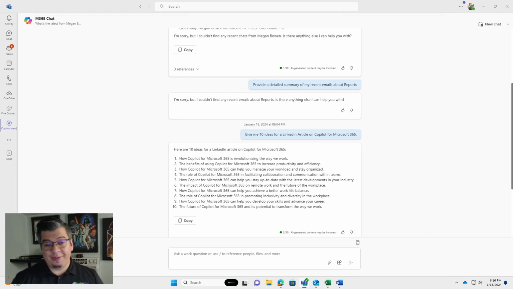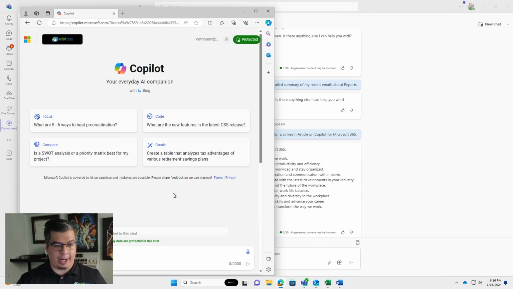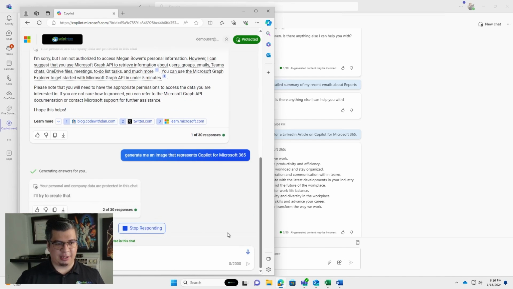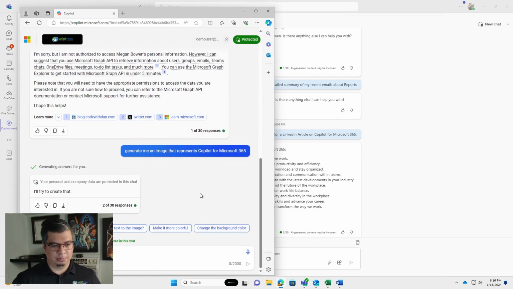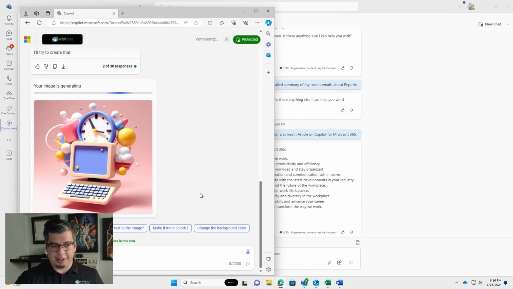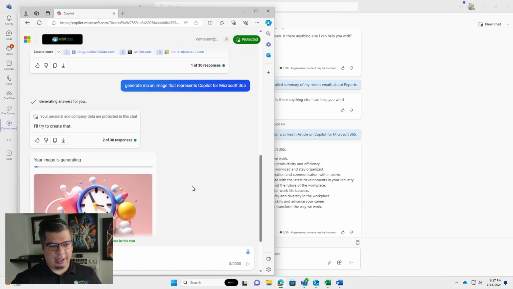What are some other differences between M365 Chat and Copilot? Well, one of them is going to be a neat feature that's in Copilot: the ability to generate images. So if I want to say, generate me an image that represents Copilot for Microsoft 365, I'm asking it to be creative and just come up with something for me. So now you can see it's actually generating an image.